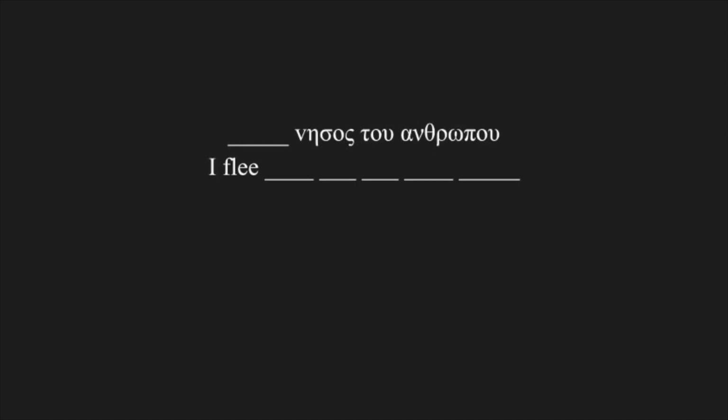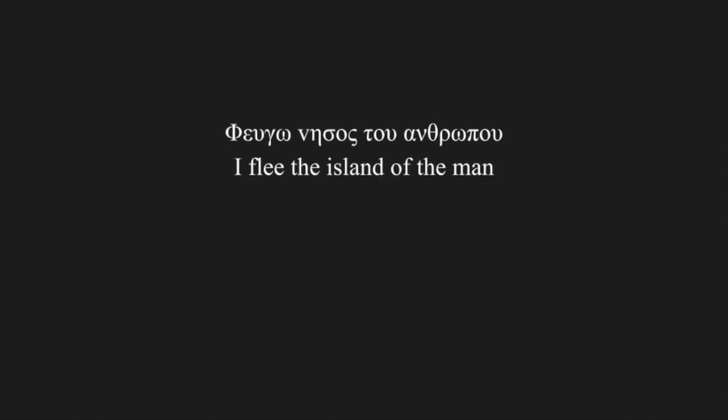Now we're getting pretty hard here. The first part of this sentence is given to you in English, and try to find the Greek form, and then the second part of the sentence is given to you in Greek, and try to translate it back into English. So the verb form you needed was feugo, because it is first person singular, and this sentence translates to I flee the island of the man, and it reads feugo nesos to anthropou.